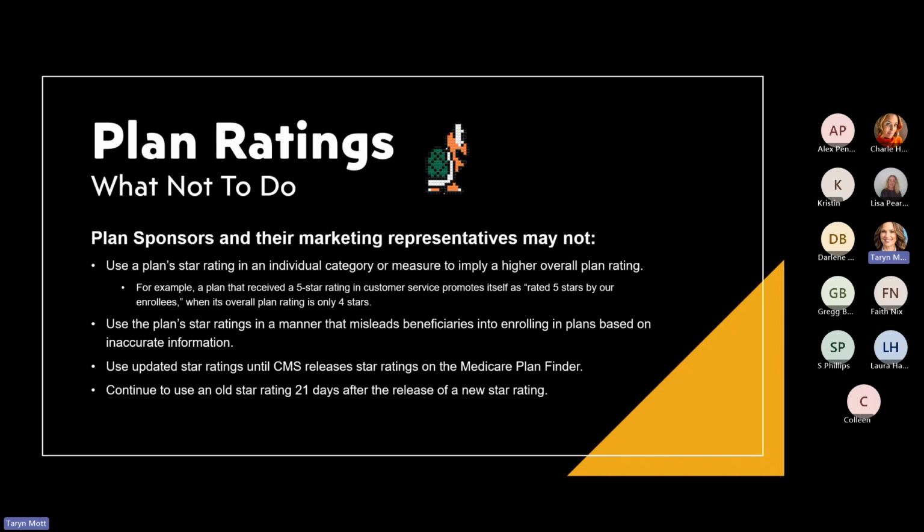Plan ratings, what not to do. Plan sponsors and their marketing representatives may not use the plan star rating in an individual category or measure or imply overall, or use the plan star ratings in a manner that misleads beneficiaries into enrolling in plans based on inaccurate information. They may not use updated star ratings until CMS releases star ratings on the Medicare Plan Finder, and they may continue to use old star ratings 21 days after the release of new star ratings.